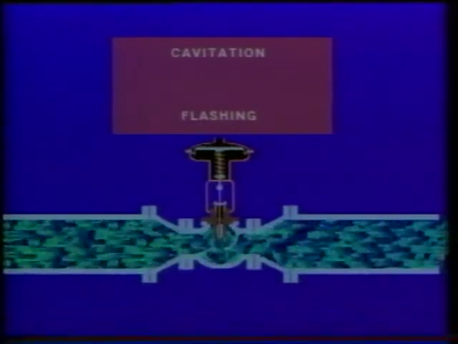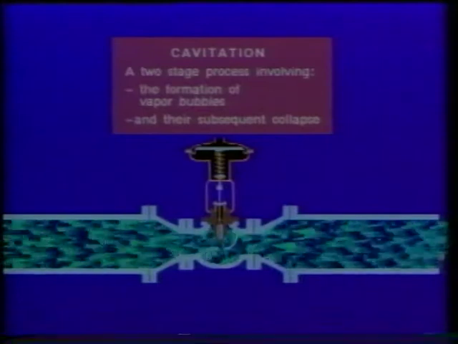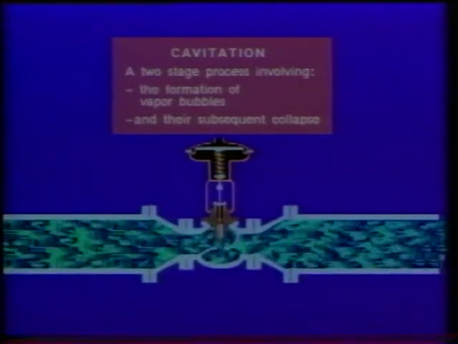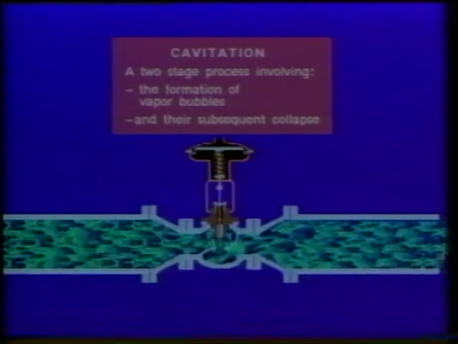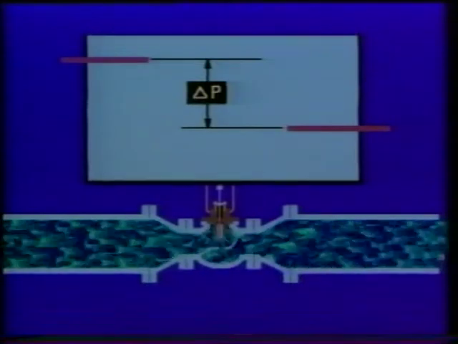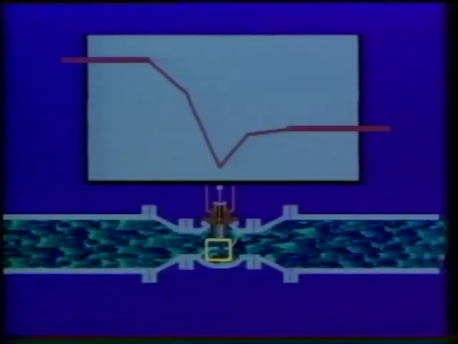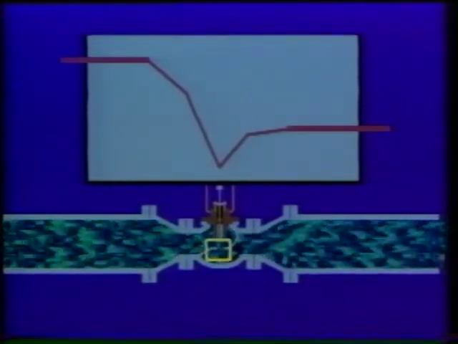We'll start with cavitation. As you may know, cavitation is a two-stage process: the formation of vapor bubbles and their subsequent collapse. Now, with that in mind, let's look at fluid pressure across this valve installation. These two lines illustrate the measured differential pressure across the valve. However, inside the valve, pressure can be considerably lower than the measured valve outlet pressure. The lowest pressure in the stream occurs at the vena contracta, just beyond the valve port.